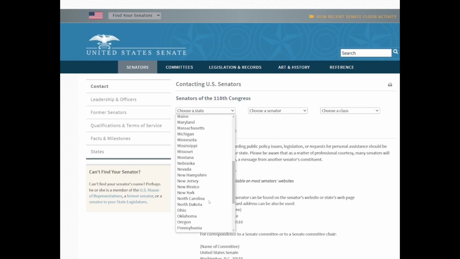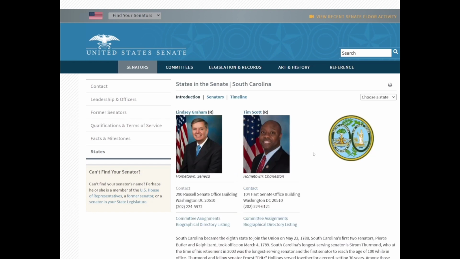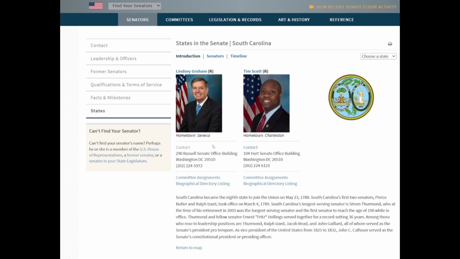Now, what differs between the House of Representatives and the Senate: the House is going to have a handful of Congress representatives for your state, whereas in the Senate, each state only has two senators. This is kind of like the higher authority in the body of Congress, I guess you could say. And so here are the two senators for my state. I live in South Carolina: Lindsey Graham and Tim Scott.